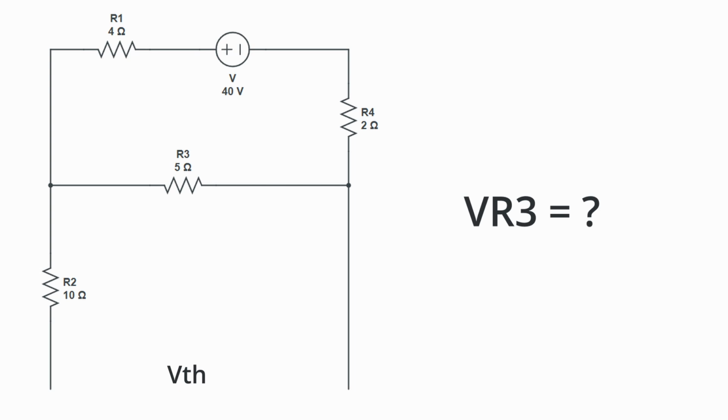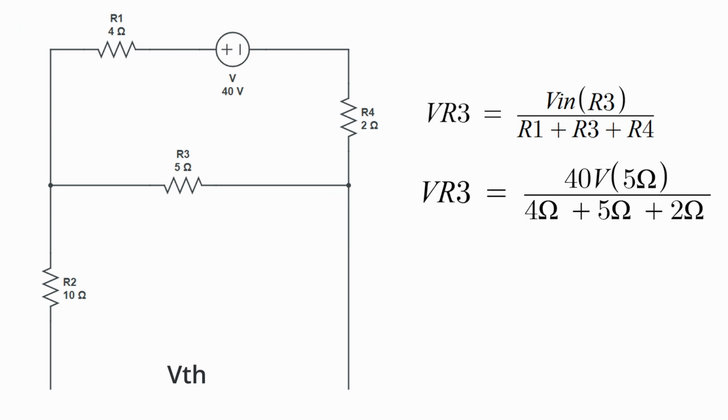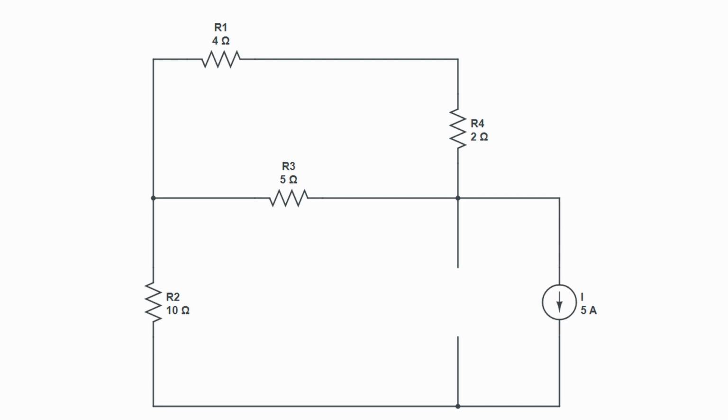We can do this by using the voltage divider for this mesh. The input voltage will be the 40 volts that come from the voltage source, so we multiply that by the value of resistor 3 and divide the result by the total resistance in the mesh, which will give us a total of 18.18 volts for Thevenin's voltage when the voltage source is active. Let's do the same thing but now with the current source.